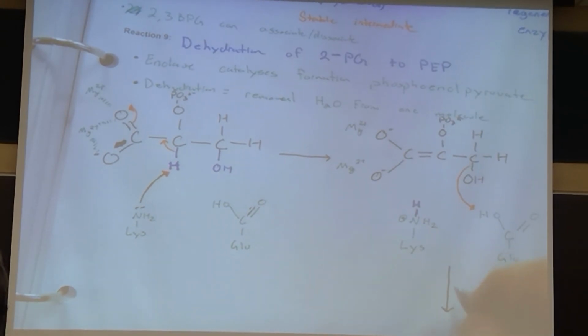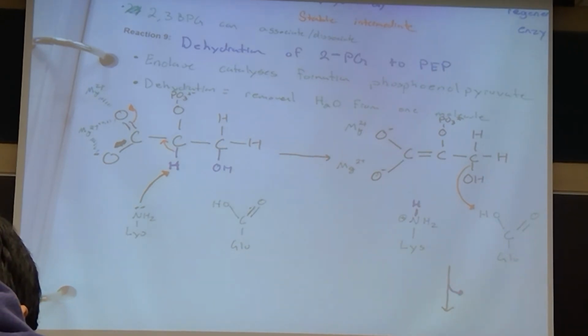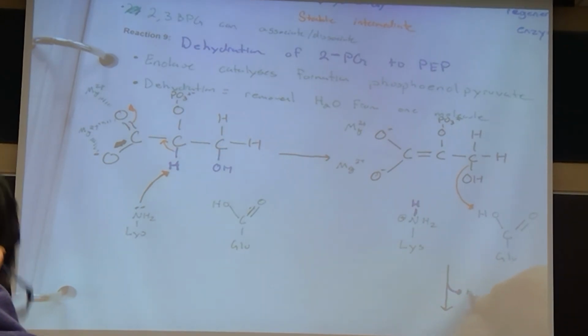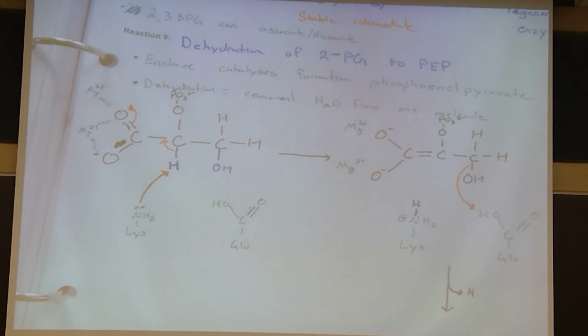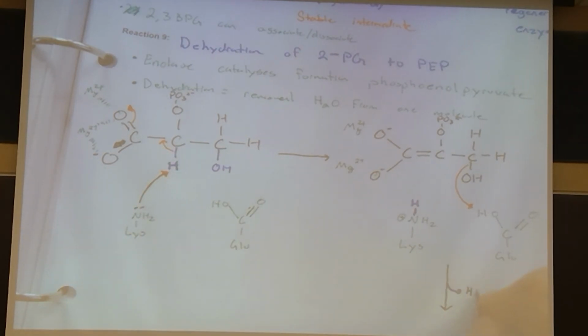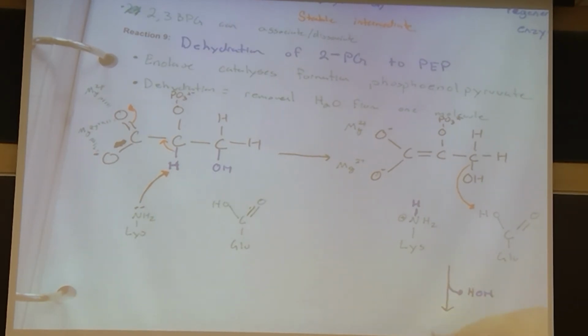Our product, removal of water. Glutamate takes the hydrogen from this carbon. That leaves us with phosphoenol pyruvate.